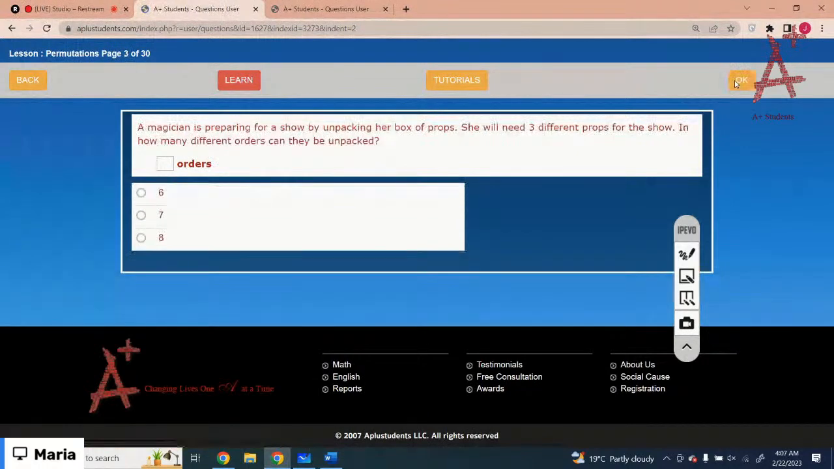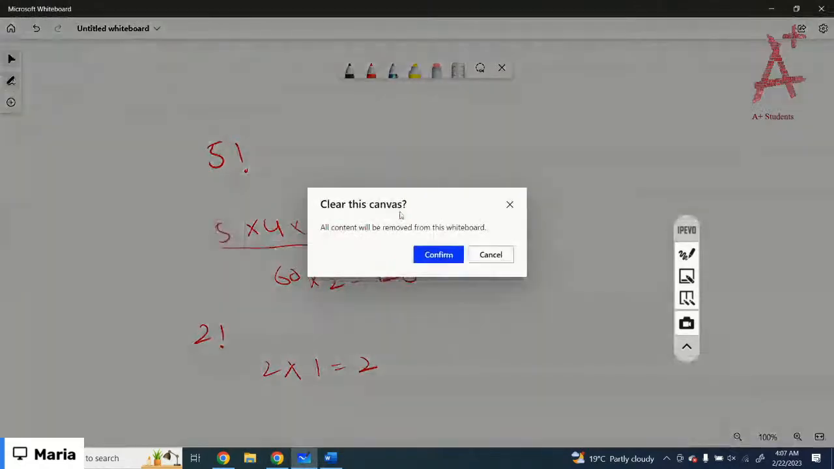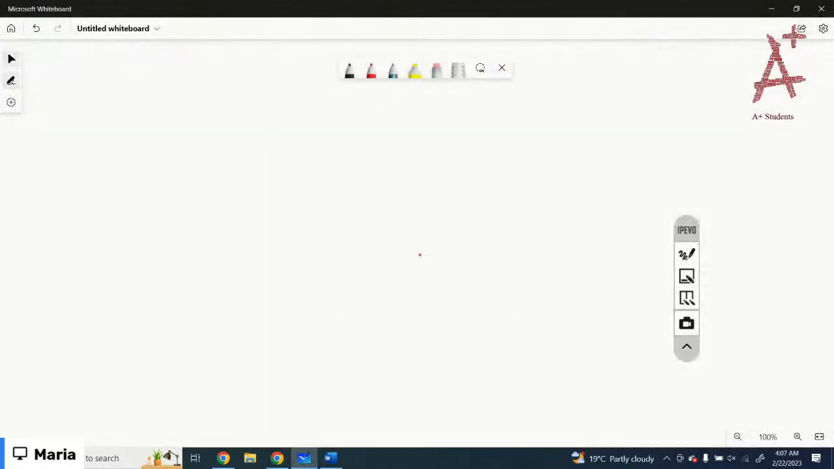Okay, the next one is: a magician is preparing for a show by unpacking her box of props. She will need three different props for the show. How many different orders can they be unpacked? So you have three different props. That means you have to calculate 3 factorial. Got it? 3 factorial means you have to multiply all the numbers between 3 and 1. So between 3 and 1, you just have one number, that would be 2. Got it?